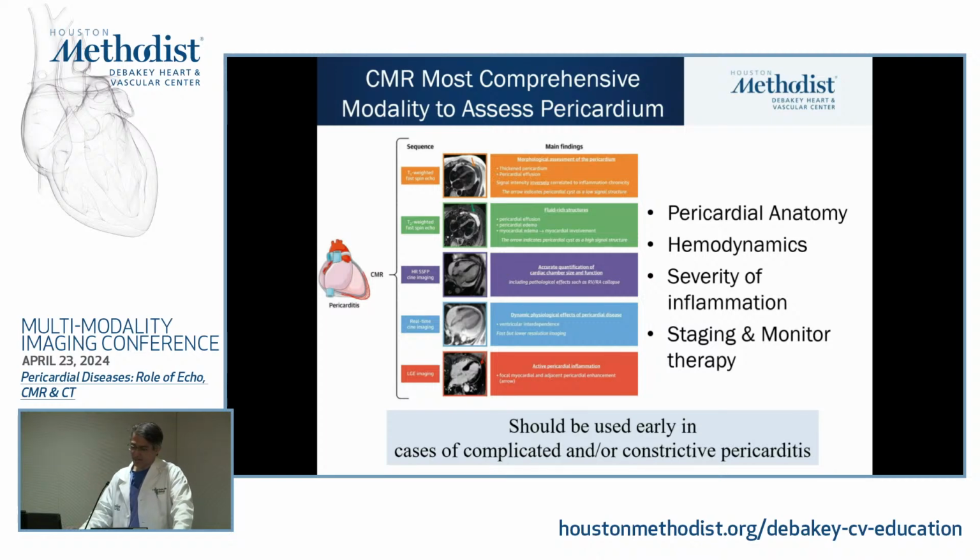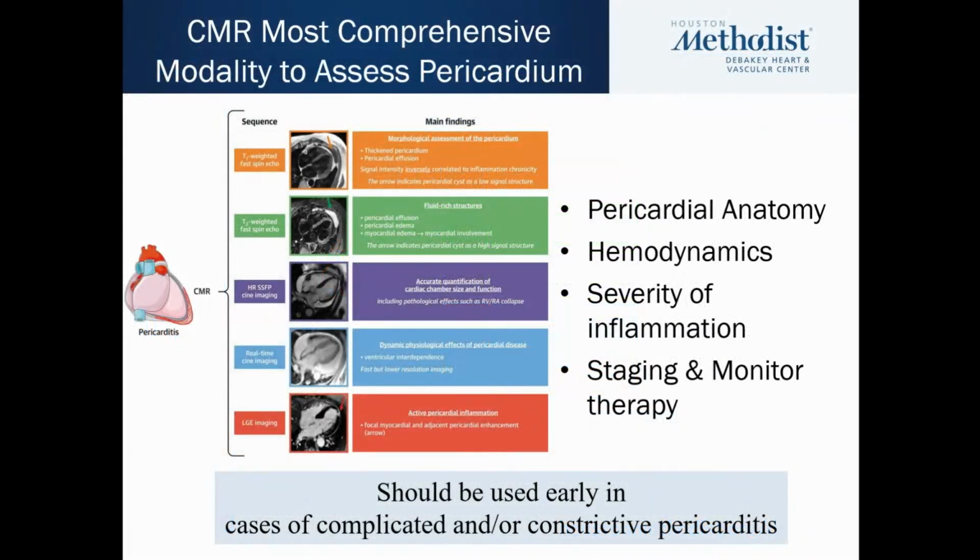So, 3 slides to summarize, and then I'm done, which I think everybody will be happy about. Number 1 is CMR is a very comprehensive tool. You can look at anatomy, you can look at hemodynamics, you can look at and define severity of inflammation, and this allows you then to stage and monitor your disease with therapy. So it should be used in all cases of complicated pericarditis as well as constrictive pericarditis.